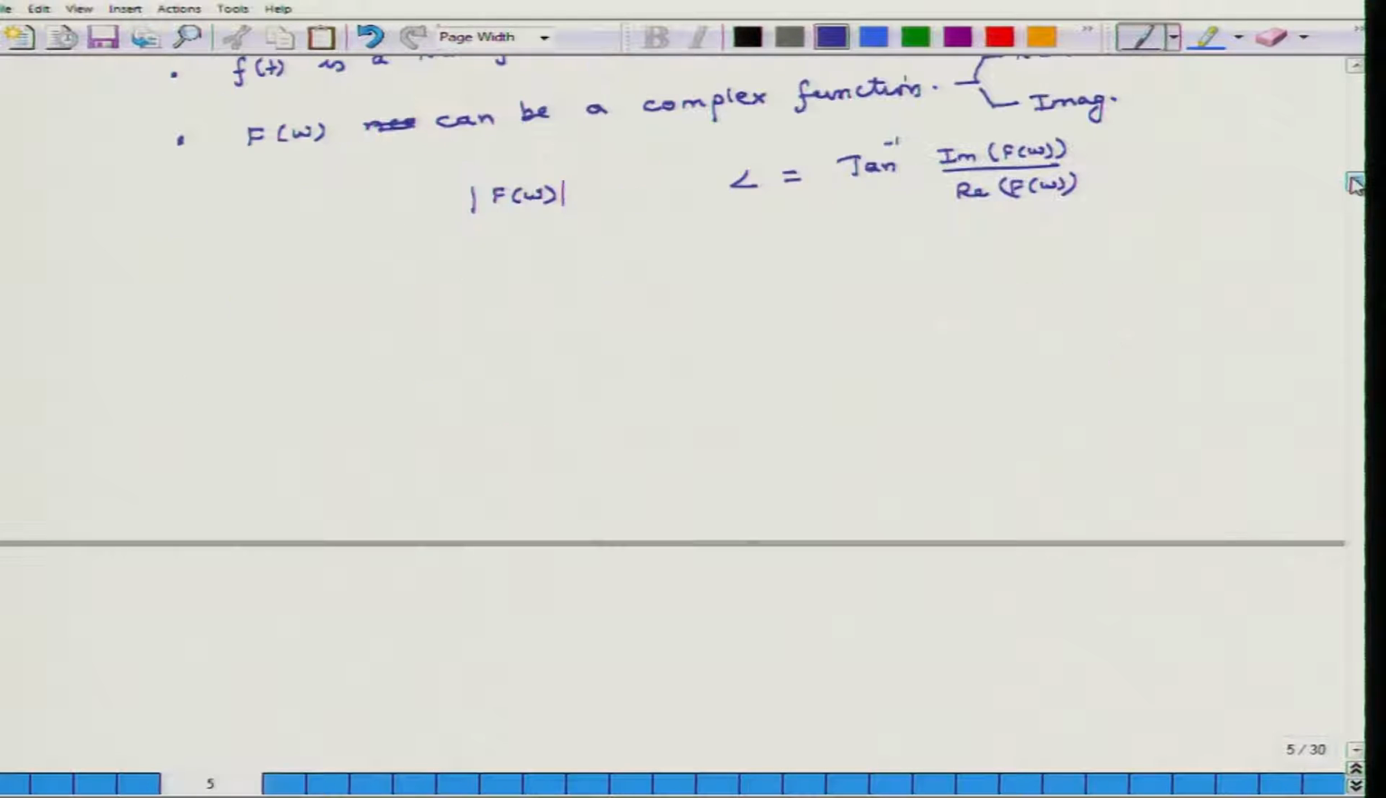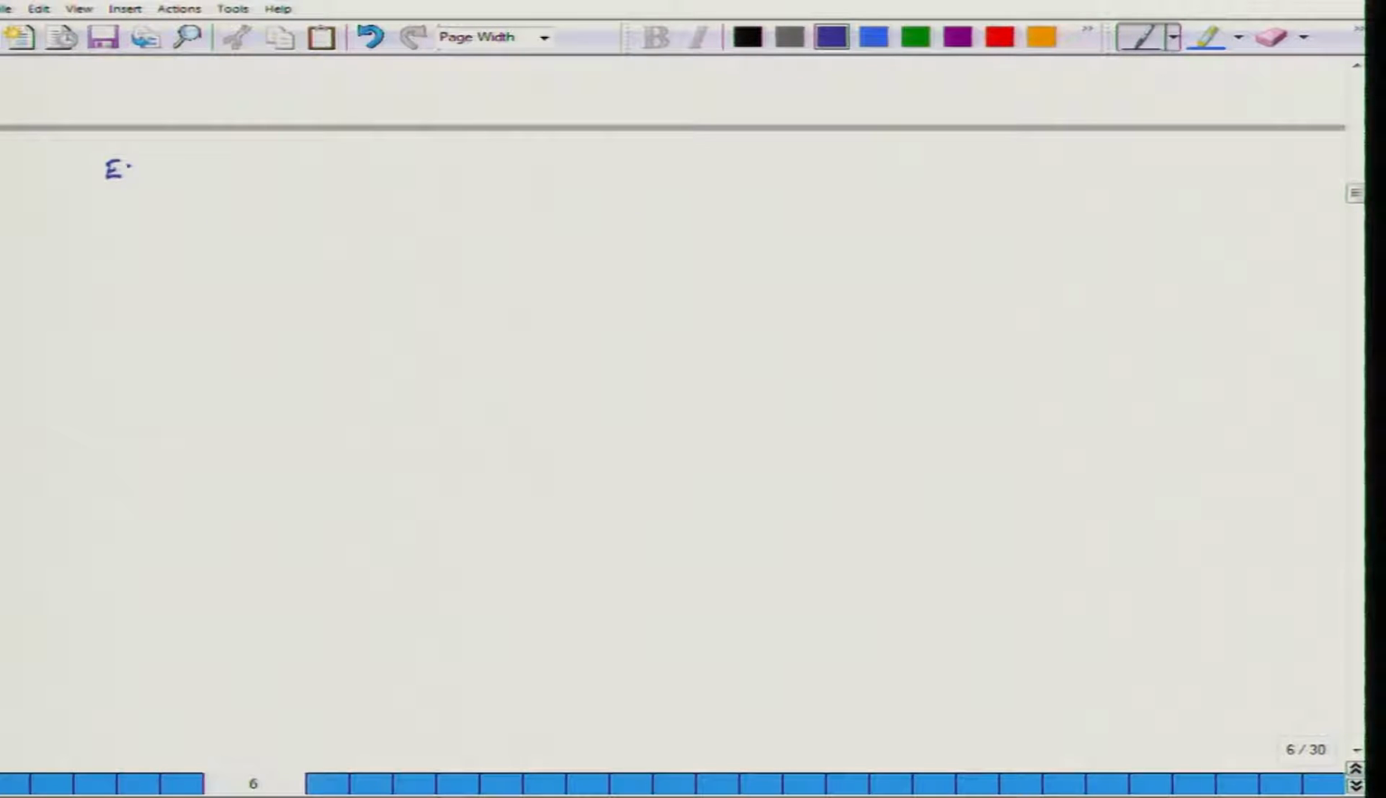Let us look at an example. Let us say that f(x), here instead of time I am using x, but it is just a mathematical symbol. So f(x) is equal to e to the power of minus a x for x greater than 0, and e to the power of a x for x less than 0, and we say that a is a positive number, so a is larger than 0. Let us plot this signal.